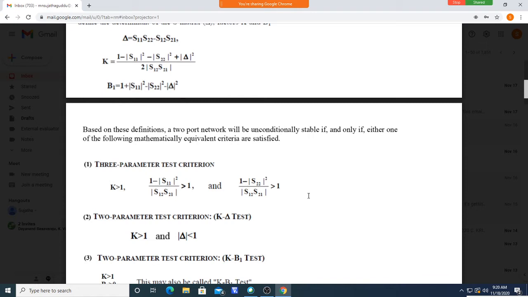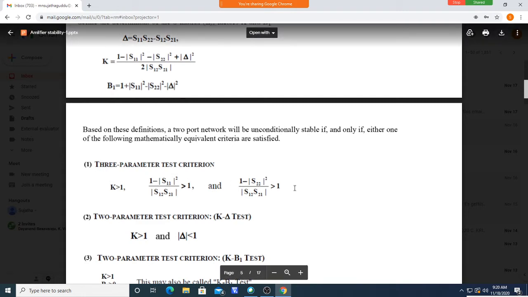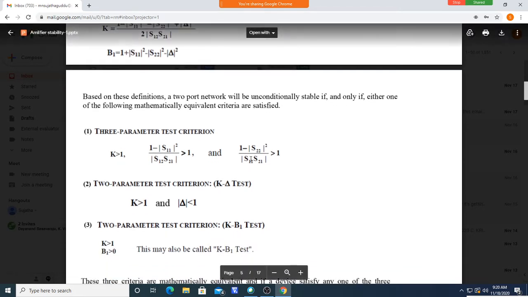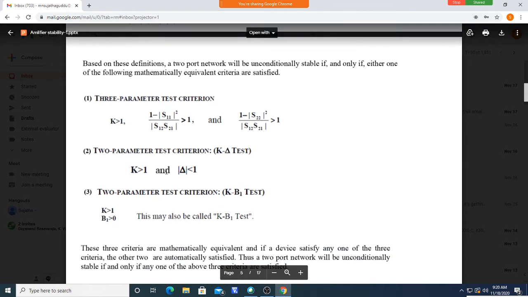But to get a 2 dB gain, you should use only the values over that circle. Are you getting it? Do not confuse. Any value over the Smith chart gives the stability. See, if k is greater than 1 and this is also greater than 1, it is unconditionally stable. Or you can test for this.